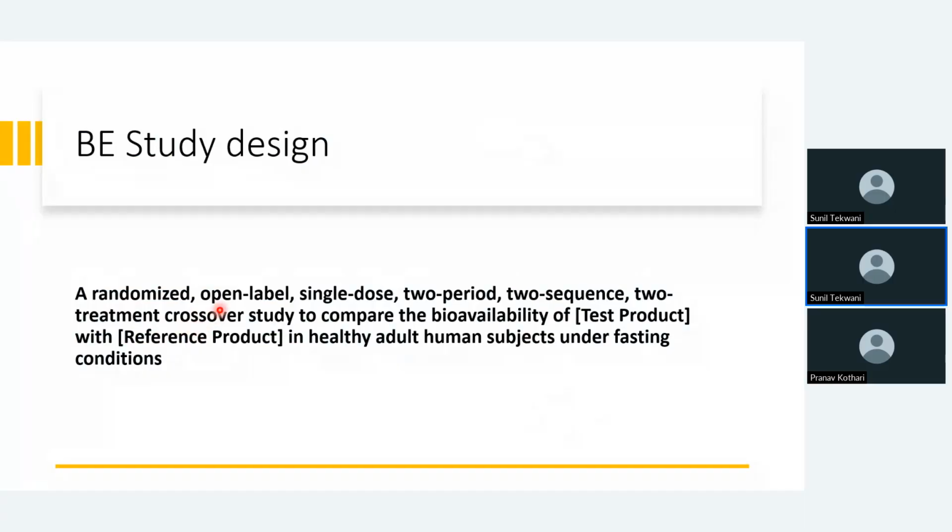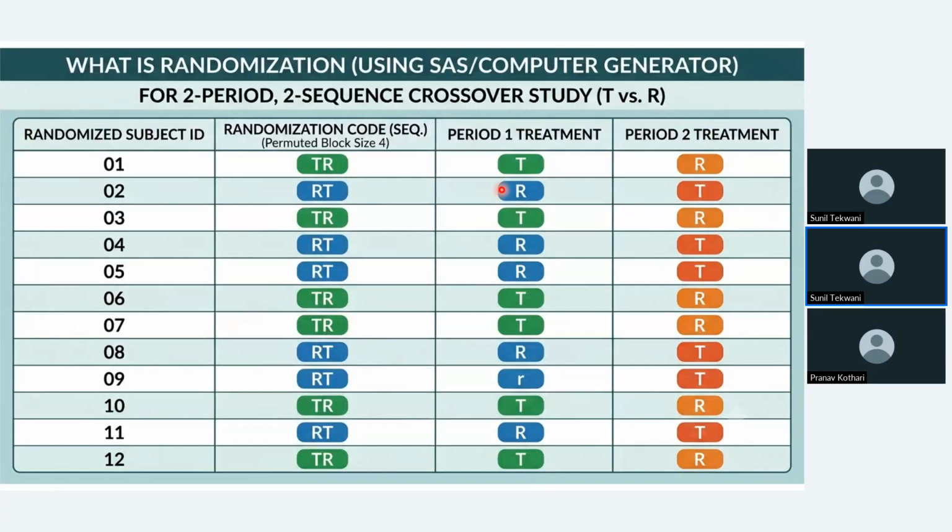So this was 2-period. Now coming to crossover, another terminology is crossover design. What is crossover? Crossover means if the subject in period 1 took test product, second period they cannot take test product again. They have to take reference product. That means the treatments are crossed over. It's not that all the subjects in period 1 are taking test. Some subjects are taking test and test. Some subjects are taking reference and reference in both periods. They have to cross over the treatments. That is the crossover study.